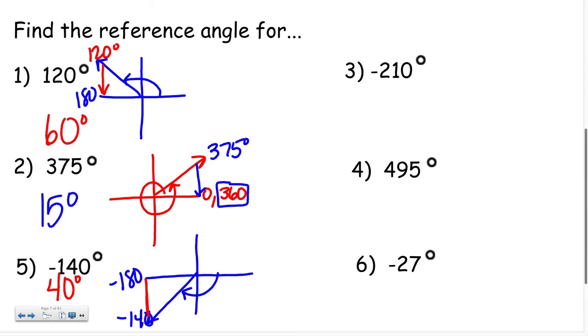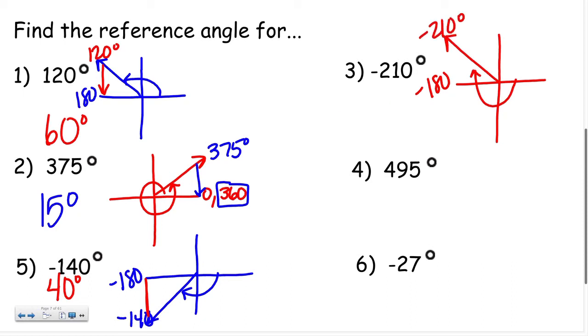Alright, pause it, and you try those last 3. Alright, number 3. Draw our negative 210 degrees. It's going to be in here. And our closest x-axis is at 180 degrees. So 210 minus 180 is 30 degrees. So it's 30 degrees away from the x-axis.